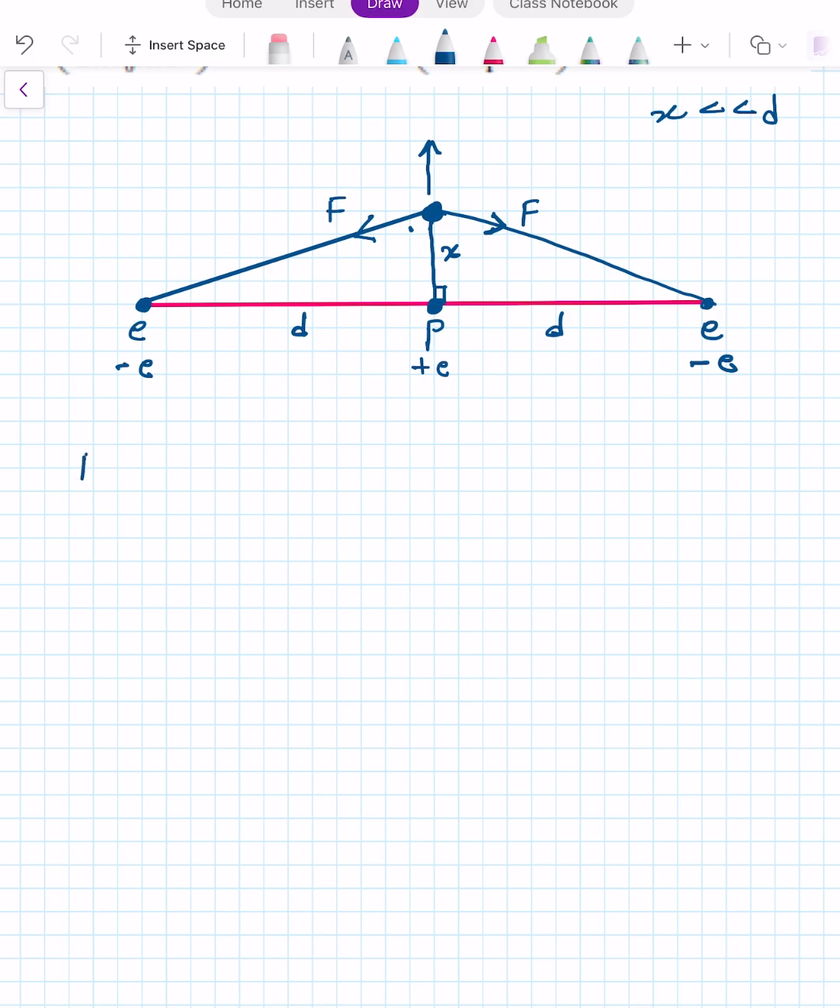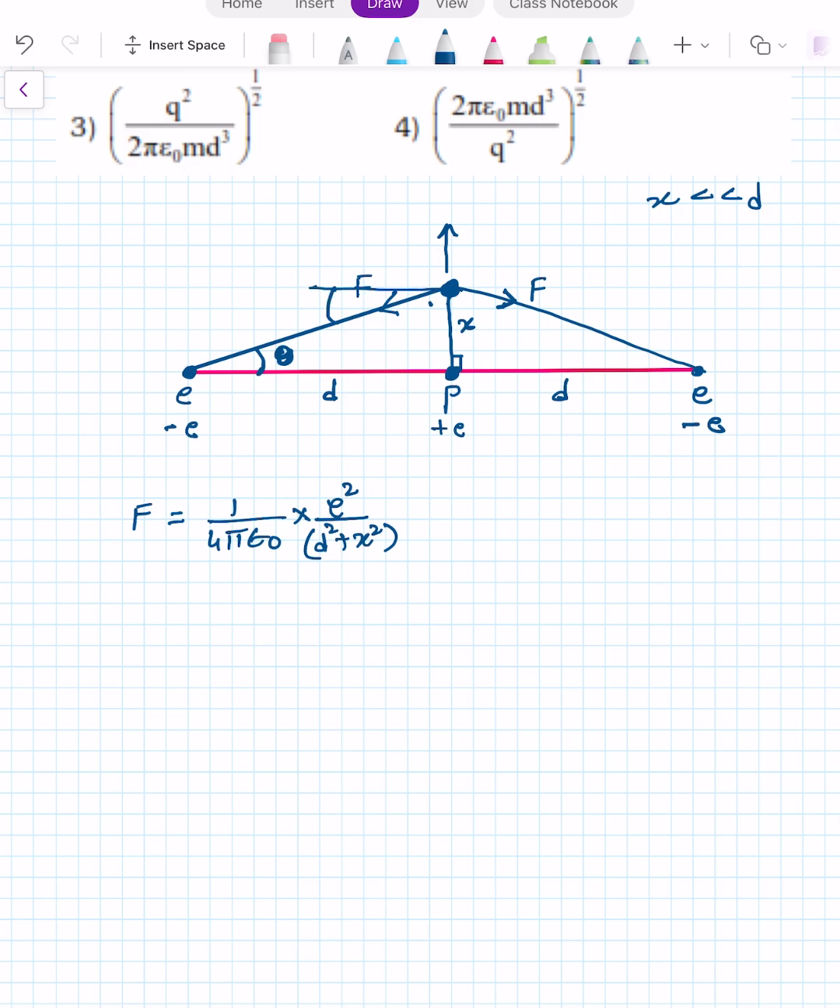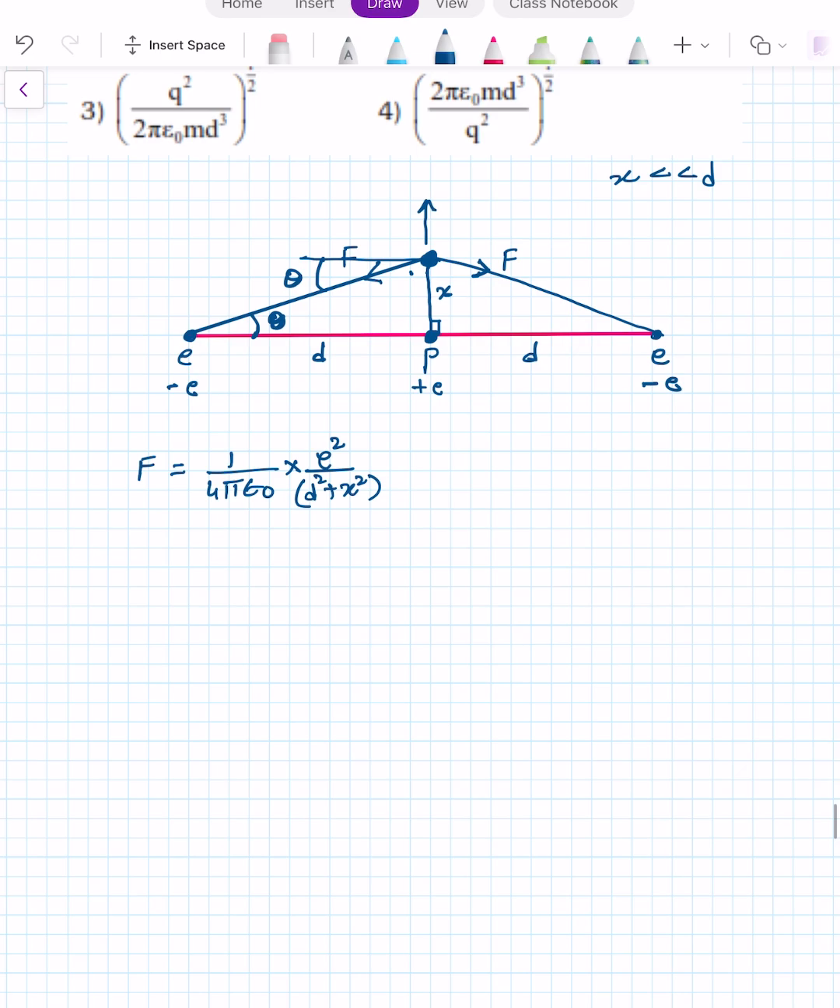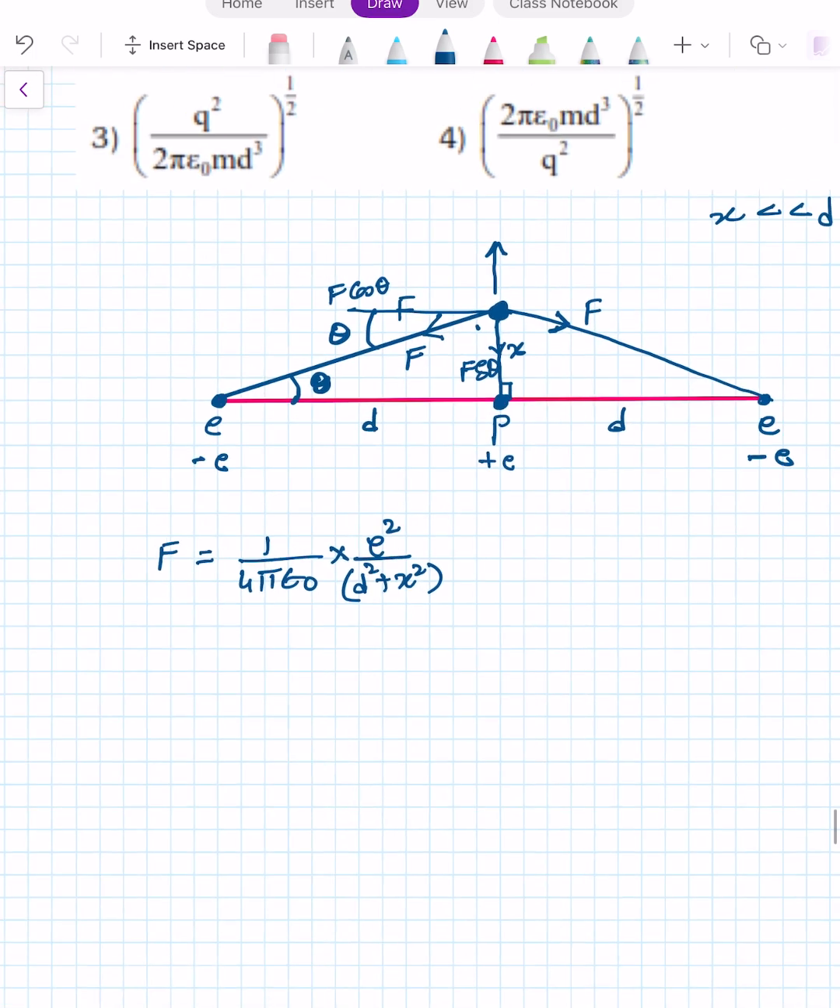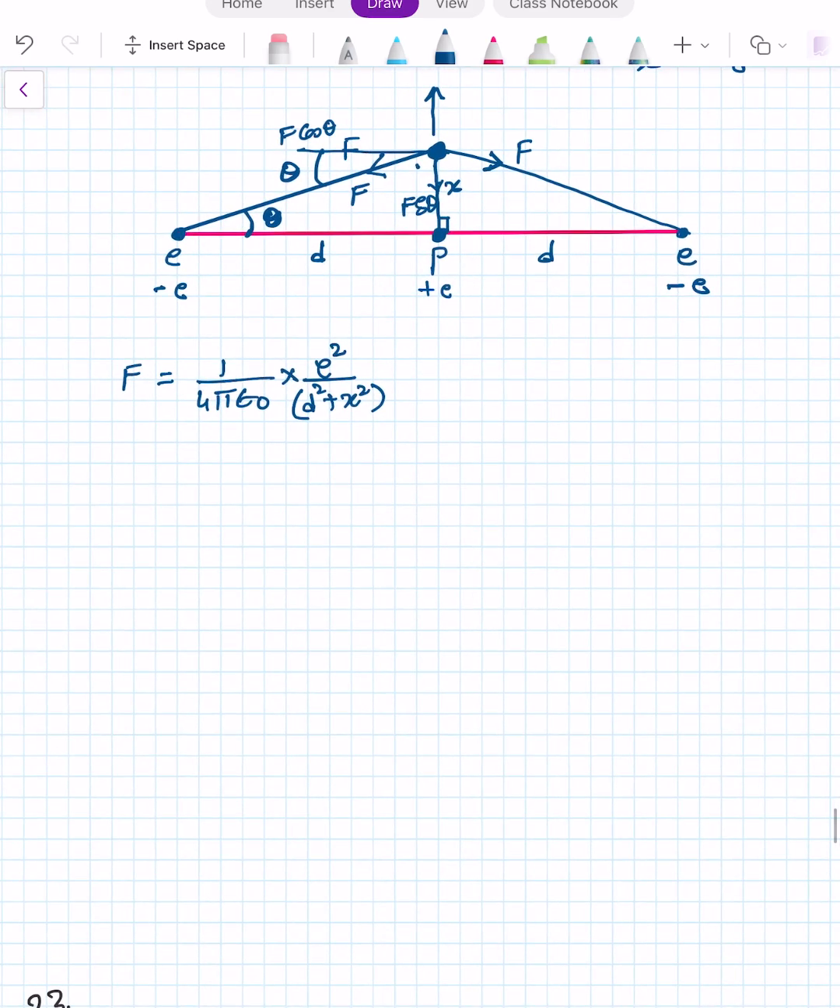The value of this F will be 1 upon 4 pi epsilon naught, charge of the electron and proton I am denoting by e, upon d square plus x square. Now if I take this angle as theta, then this angle will also be theta. Then this F will be in this direction cos theta, and in this direction we have sin theta. Now cos theta component will be cancelled, and the restoring force we are going to have F sin theta, or rather total restoring force 2F sin theta. So F restoring is 2F sin theta.